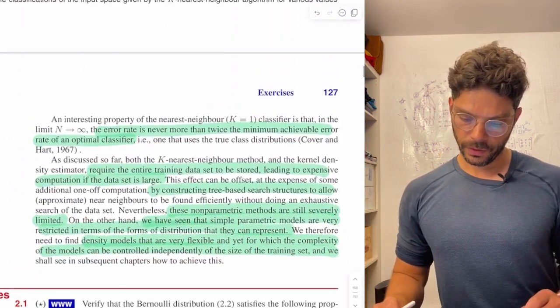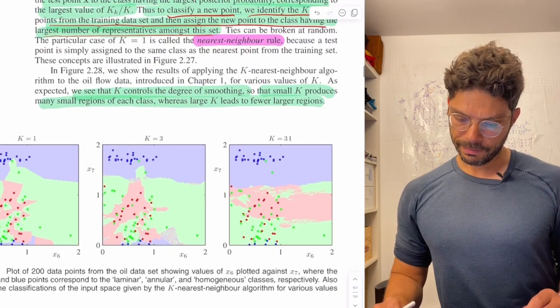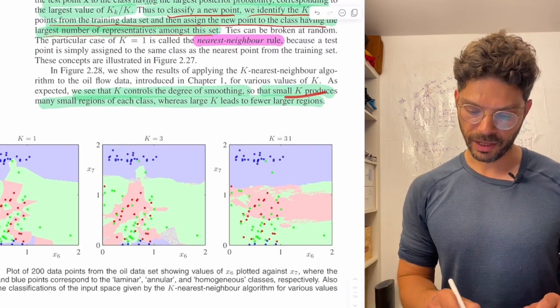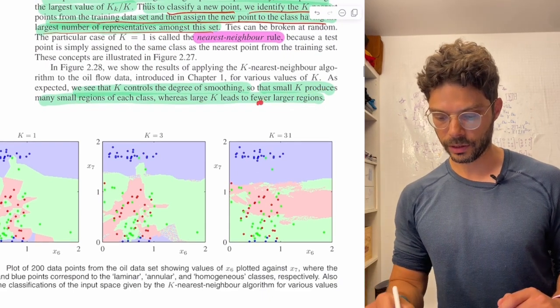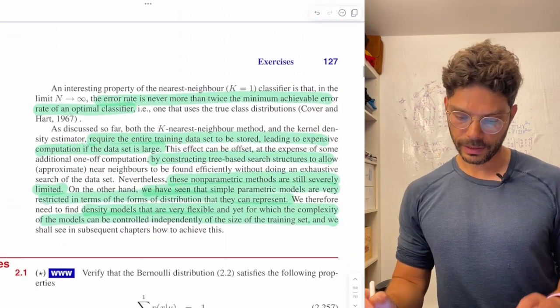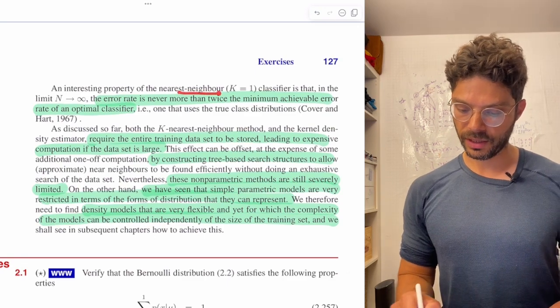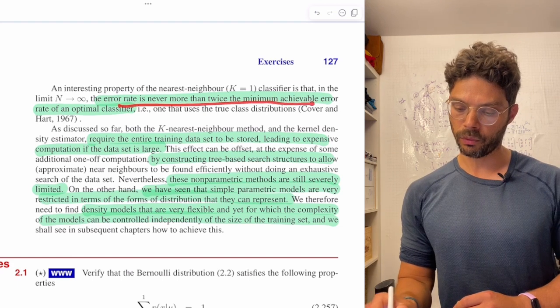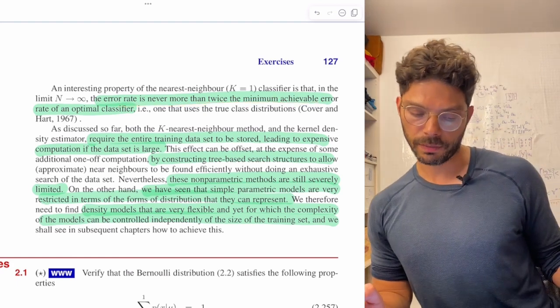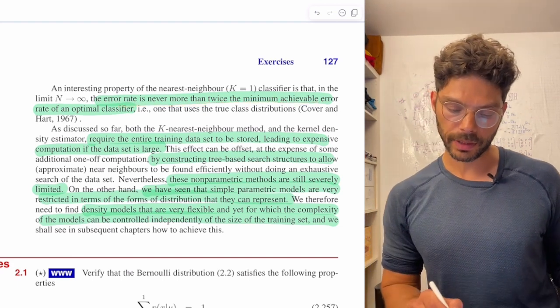Okay. So small k produces many small regions of each class, whereas large k leads to fewer, larger regions. An interesting property of the nearest neighbor k equals 1 classifier is that in the limit of n to infinity, the error rate is never more than twice the minimum achievable error rate of an optimal classifier.